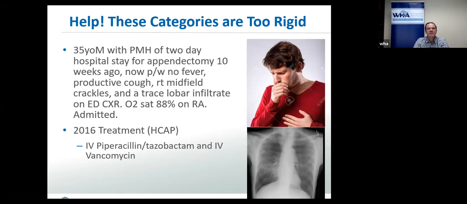So before 2016, before the HCAP died, he would have been treated with broad spectrum antibiotics, something like vancomycin, right? So now we're treating for staph, we're treating for drug-resistant organisms, and a gentleman who's otherwise healthy and has a relatively mild pneumonia. He probably would have been discharged on orals, except that he had this oxygen requirement.